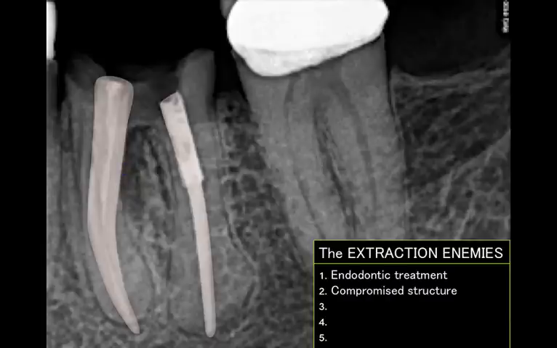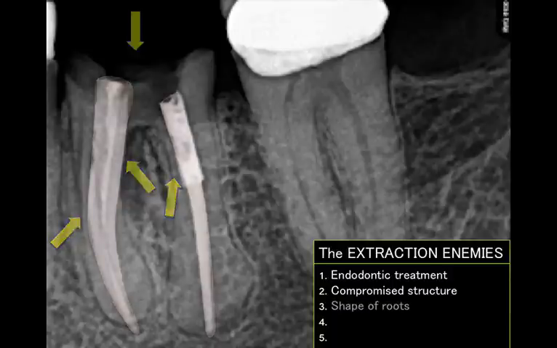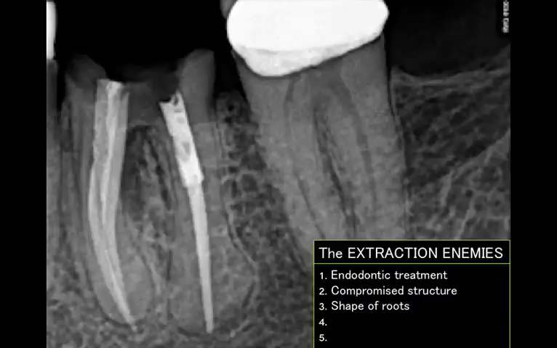The second challenge is that the tooth structure is compromised. First of all, coronally. There's no coronal tooth structure, so you cannot use any type of universal or even specialized forceps. And number 2, the root structure is compromised in certain strategic locations, and how great it is to predict where these roots are going to break before you even started the procedure. The third extraction enemy has to do with the shape of the roots.